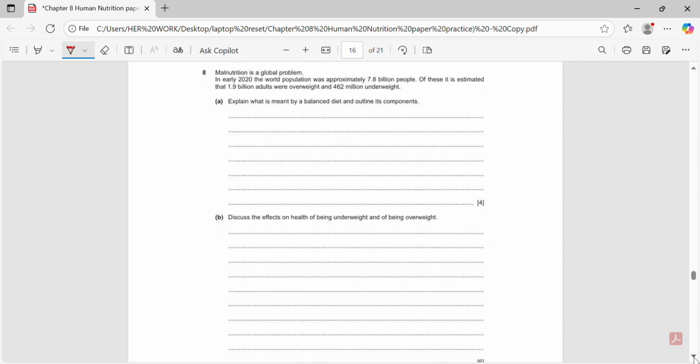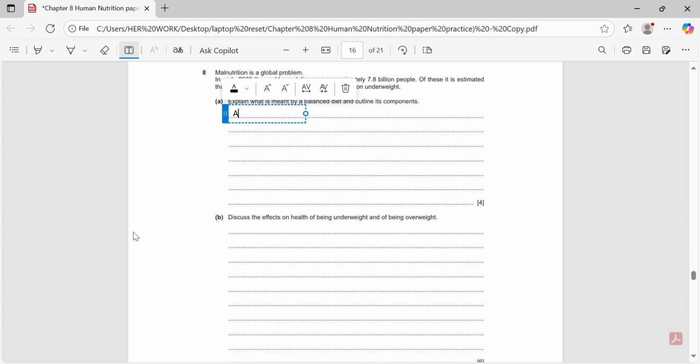Next they say, explain what is meant by a balanced diet and outline its components. So, we'll start by defining a balanced diet. It means having the right proportions of all the nutrients your body needs to stay healthy. Then we list the main components, carbohydrates, proteins, and fats, which provide energy and support growth, vitamins and minerals, which keep the body's functions working properly, and fiber, which helps with digestion. The key phrase to remember here is, in the correct quantities.